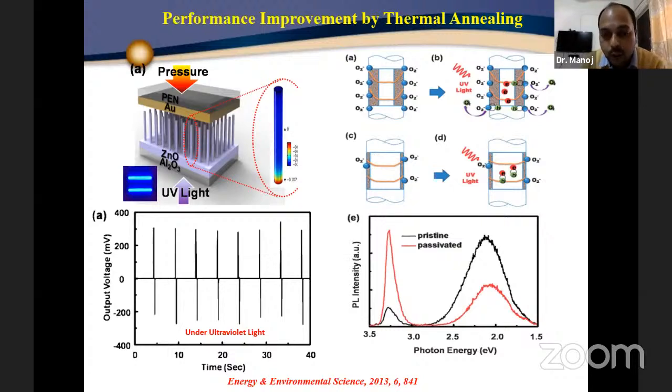You can see the photoluminescence spectroscopy of the pristine device and the surface passivated device. This peak near 2 electron volt is a defect-associated peak. After annealing at 200 degrees centigrade, the intensity decreased. It means we controlled the defects. And then the device was stable even in UV light as well as in the normal atmosphere.